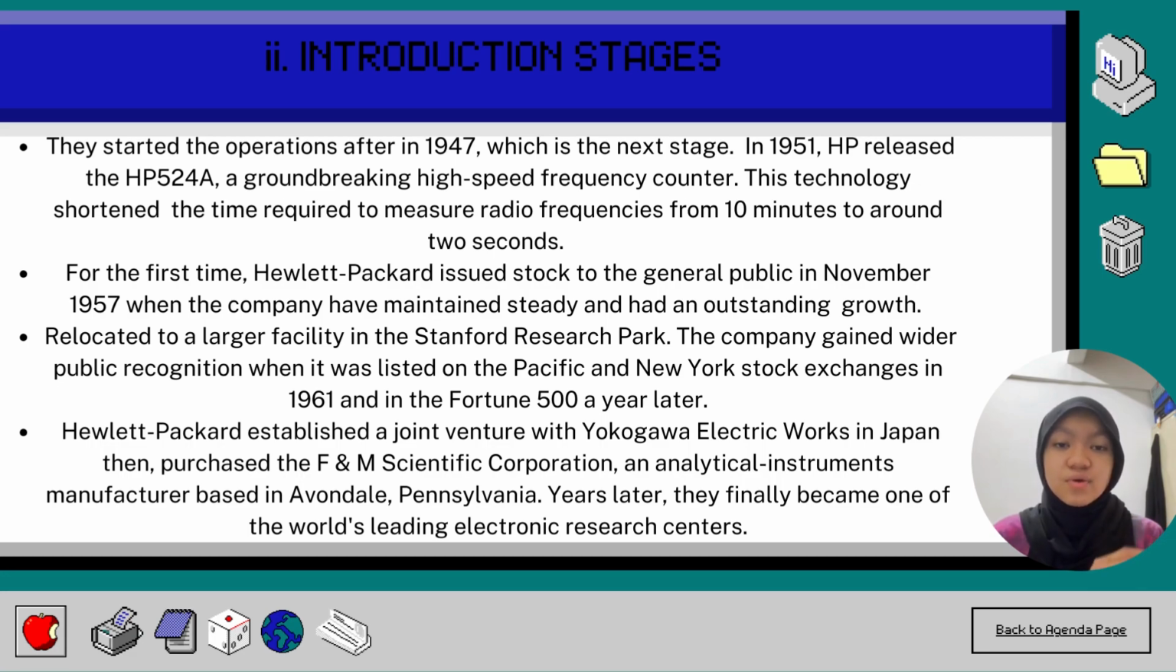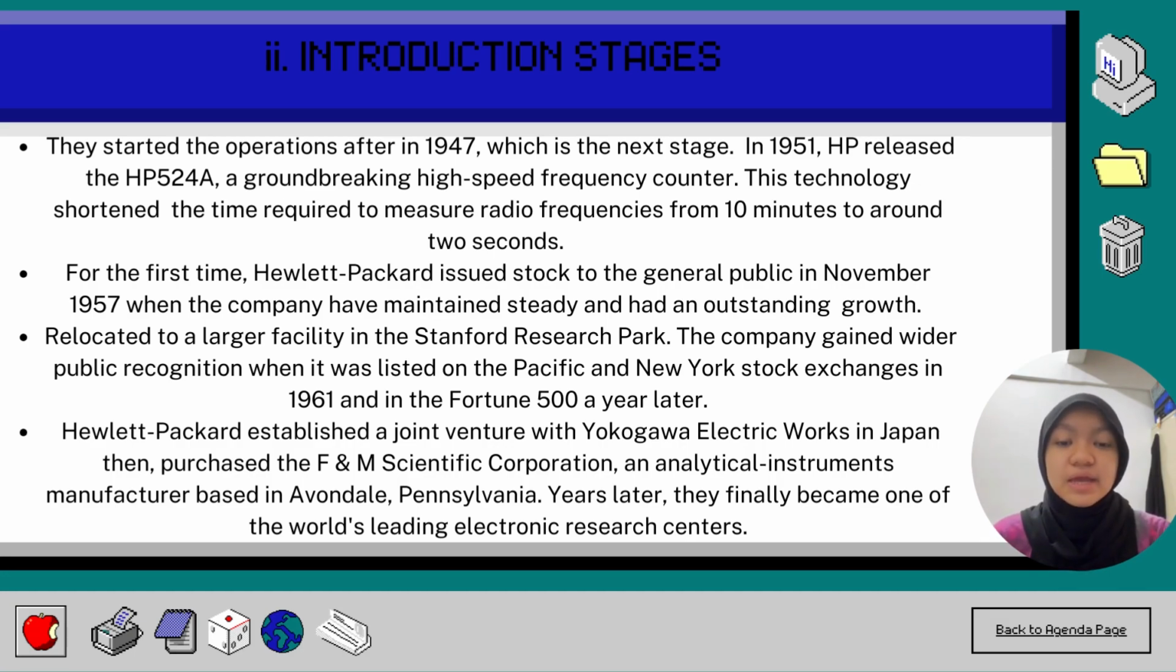In 1951, HP released the HP 524A, a groundbreaking high-speed frequency counter. This technology shortened the time required to measure radio frequency from 10 minutes to around 2 seconds. For the first time, Hewlett Packard issued stock to the general public in November 1957, when the company had maintained steady and outstanding growth. It also relocated to a larger facility in Stanford Research Park.